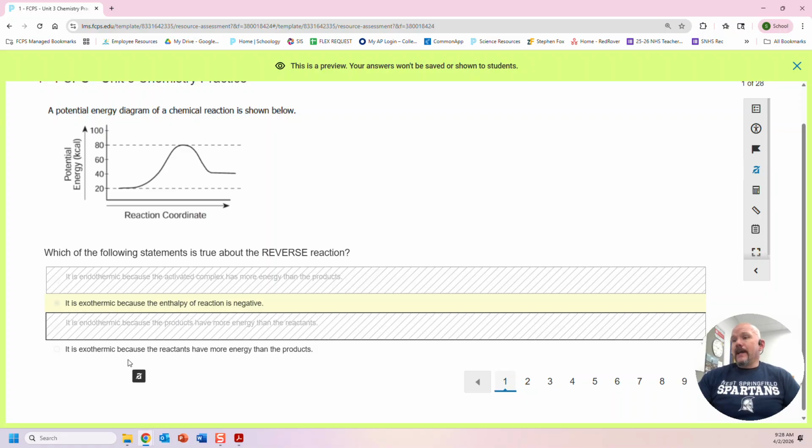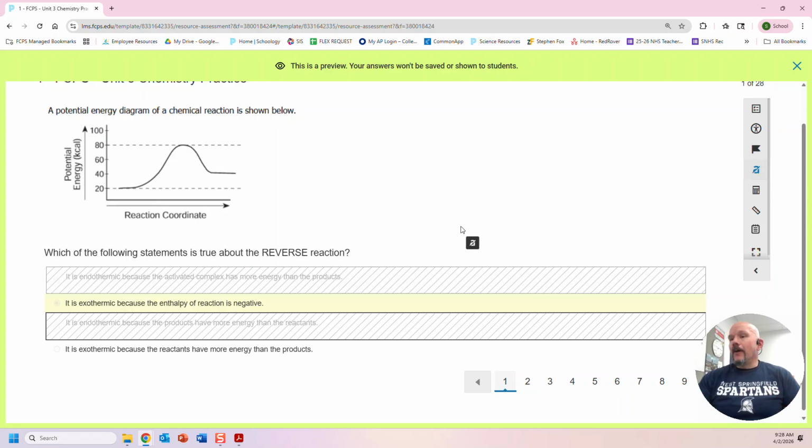And so is it exothermic because the reactants have more energy than the products? Well, that's not true. Oh, this has two correct answers. I think I have to fix this. So it's exothermic because the reactants have more energy than the products. That's true. So I messed this up.